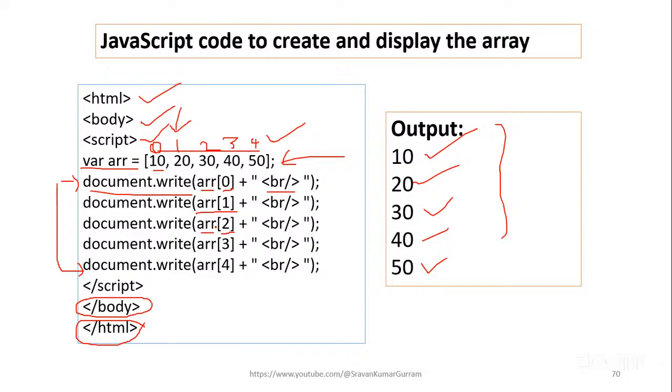For example, if you have 100 elements or 1000 elements in the array in real time, whenever you are working with projects, how many times do we need to write document.write? 1000 times. But it is not a big logic. Writing a simple output statement is not a big logic, but we are spending a lot of time writing the output statement. That is not correct. So this is the problem with this approach.